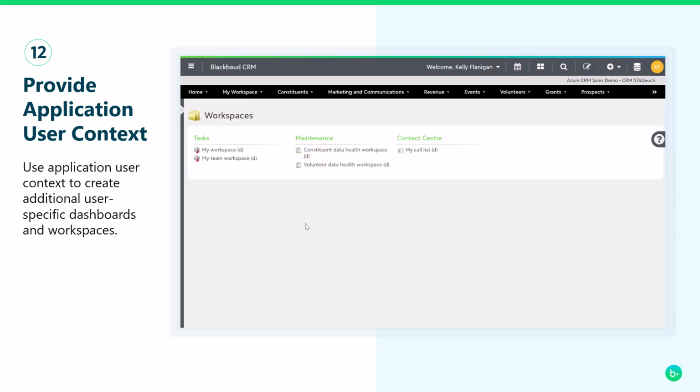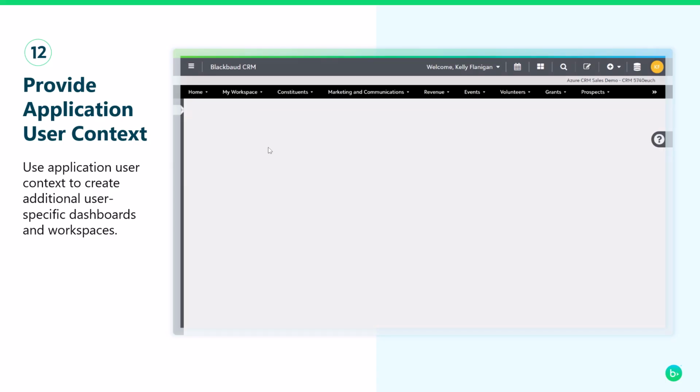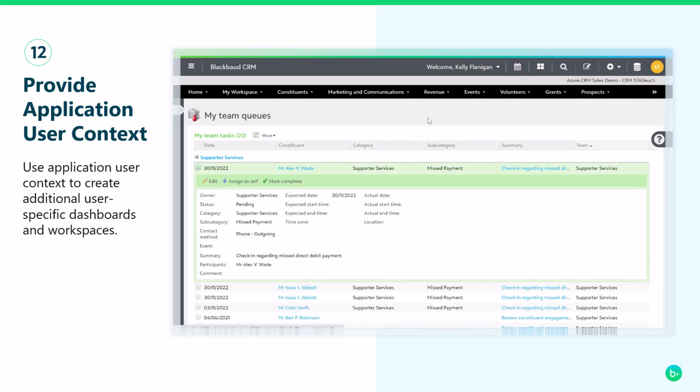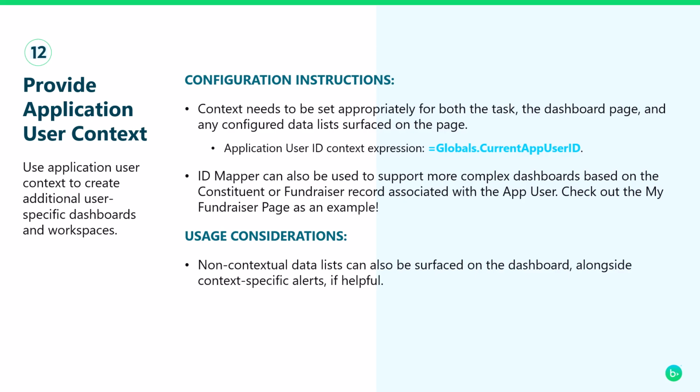A more complex implementation of this concept is stepping up to the team level. So here you can see a team workspace being demoed. So you'd be seeing actions related to members within your team. Even that kind of behavior. As mentioned, current app user ID is available in the context expressions. It's under the globals section.